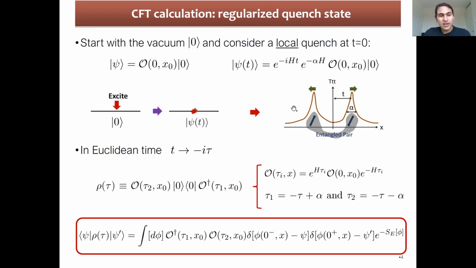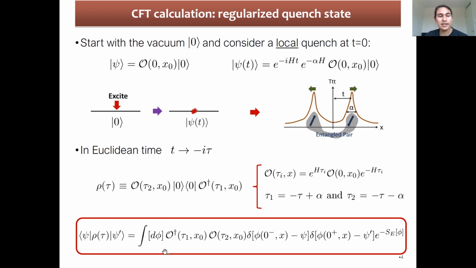For the purposes of the calculation, it's useful to go to Euclidean time, in which case we get this density matrix. These operators now are in the Heisenberg picture instead of the Schrodinger. So I'm assuming that the operators evolve in time. And then I can use Euclidean path integral techniques to tackle this problem. So this is in the Euclidean path integral formalism.